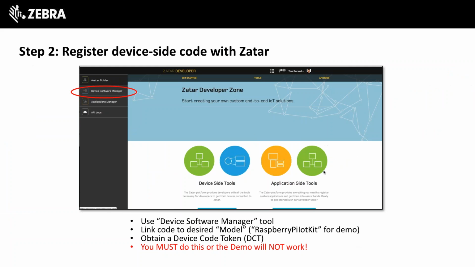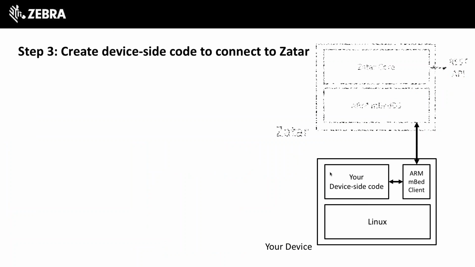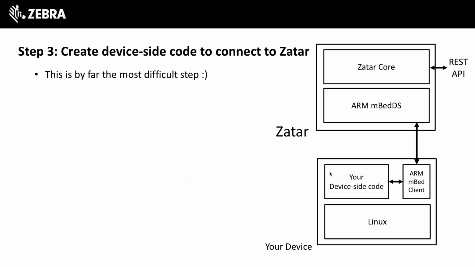Okay, that's step 2. Step 3 is the hardest part, because you actually have to get the code to run on your device if you're going to hook up a device to Zatar. Again, a ton of this has already been done. Almost all of it's been done to get the demo to work. So it will serve hopefully as a good template for you to look and see how things work, and then modify things either on your Raspberry Pi or on some other Linux box to do whatever functions you need to get done. But it's a good start.